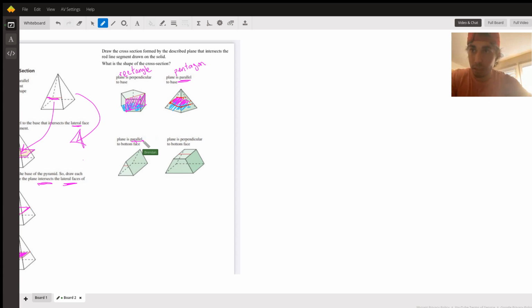We've got plane is parallel to the bottom face. So again, the bottom face, that's going to be this guy down here. Parallel, we're going the same angle. So think about, I've got this triangular prism, and I've got a piece of paper that's just going to cut right through it. Parallel to the base. All right, so it's going to come up here. Something like that. All right, and it's going to make something like a long, skinny rectangle, right?